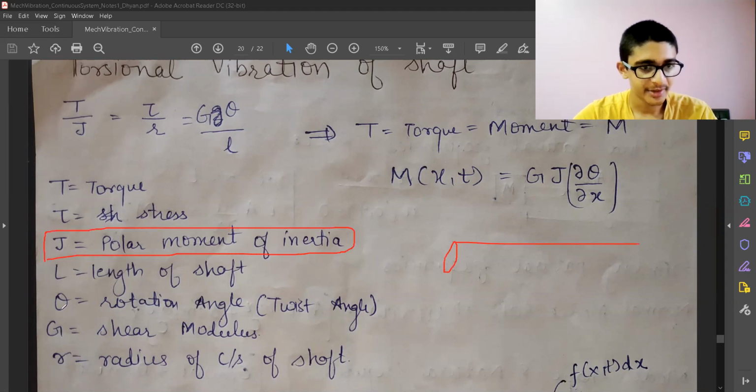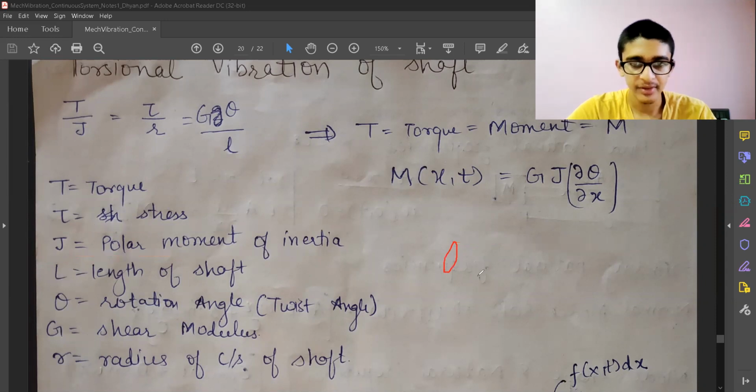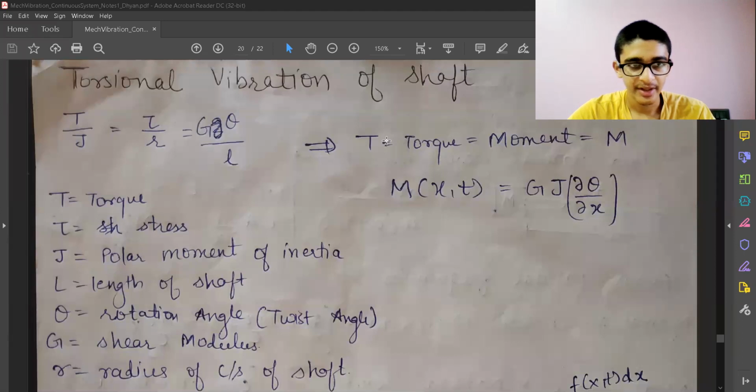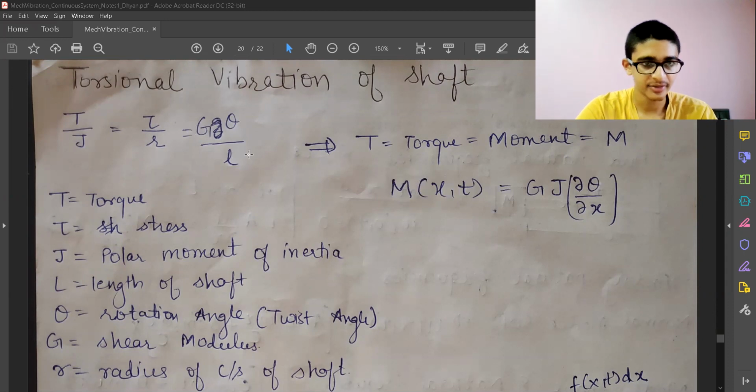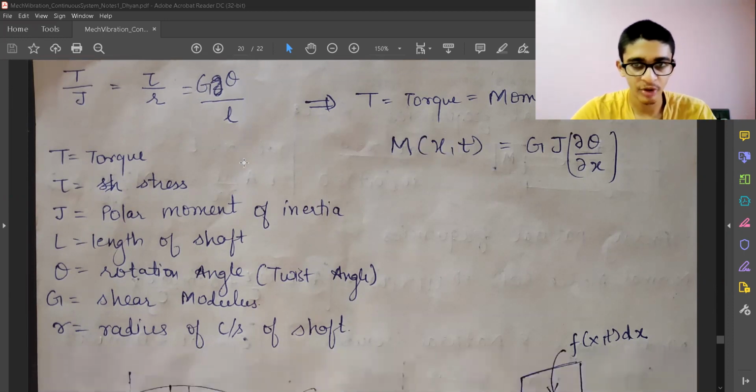Then L is the length of the shaft, theta is the rotational angle or twist angle, G is the shear modulus, R is the radius of the cross section of the shaft. So it can have a varying cross section also. Now the torque is equal to the moment M, and hence I'll use the same equation and write the moment M(x,t) is equal to GJ del theta by del x. So I've taken a differential change for a small element.